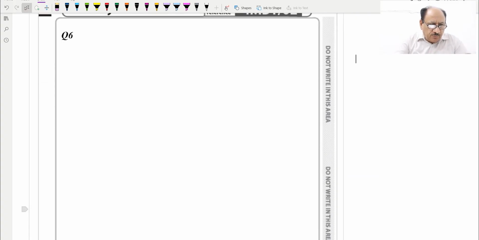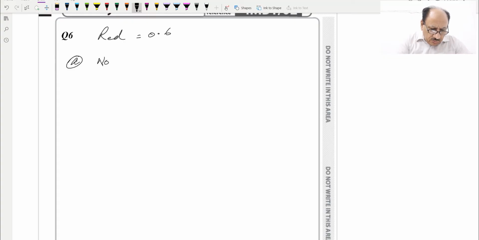Question number 6. The probability of a spinner landing on red is 0.6, and this spinner is spun once. So in part A, they are asking to write down the probability that the spinner does not land on red. So not on red will be 1 minus 0.6, and this will be equal to 0.4, and this is a 1 mark part.